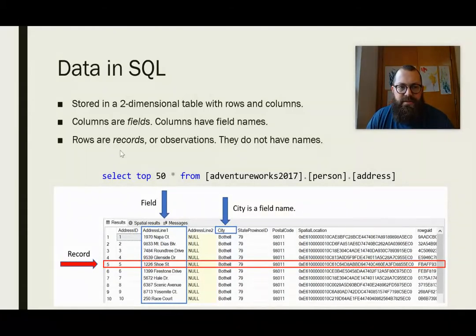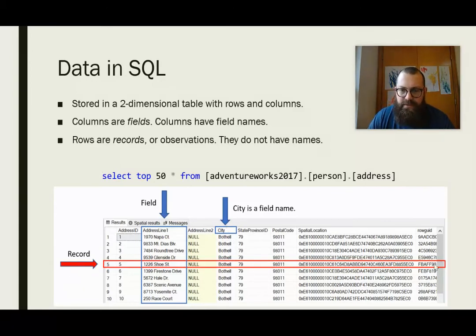And so the data is stored in a two-dimensional table with rows and columns. If you look at the table below, we have our columns across the top and our rows descending down vertically. Columns are typically referred to as fields. So address ID is a field, address line 1 is a field, address line 2 is a field, etc. And columns also have these field names, which I just referred to for the first three fields. Also, city is a field name for this particular field.